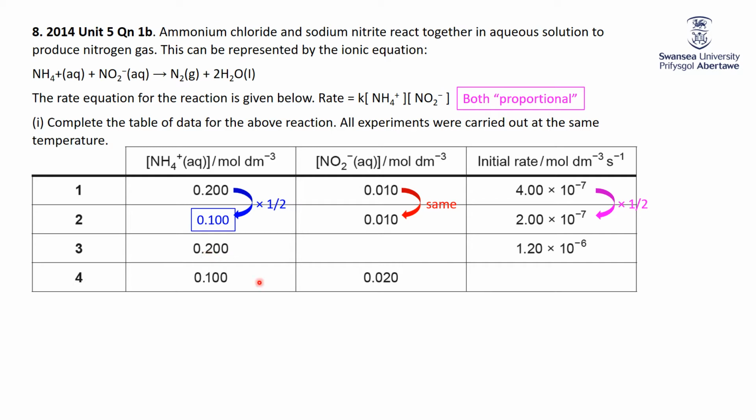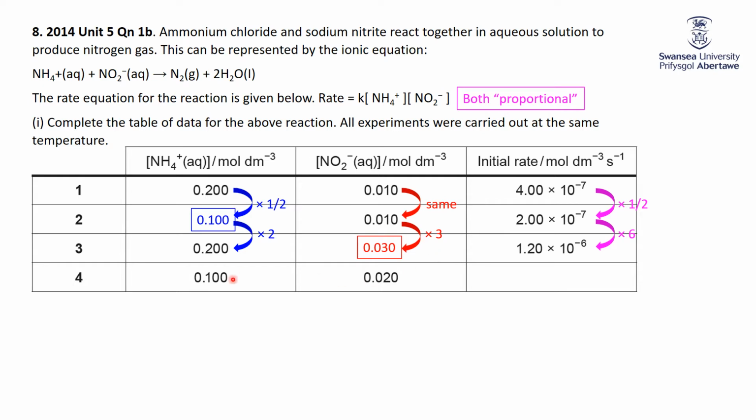Okay, now let's think about number 3. What happened with number 3? Well, the rate went up by a factor of 6. The ammonium only went up by a factor of 2. So somehow we must have another factor of 3 to worry about. Well, that obviously comes from the nitrite. If that's times 2 and the whole thing's times 6, this must be times 3. So that means the nitrite wasn't 0.01, it was 0.03.